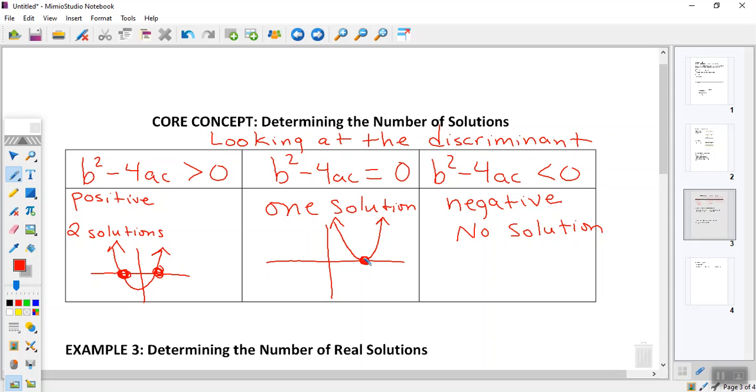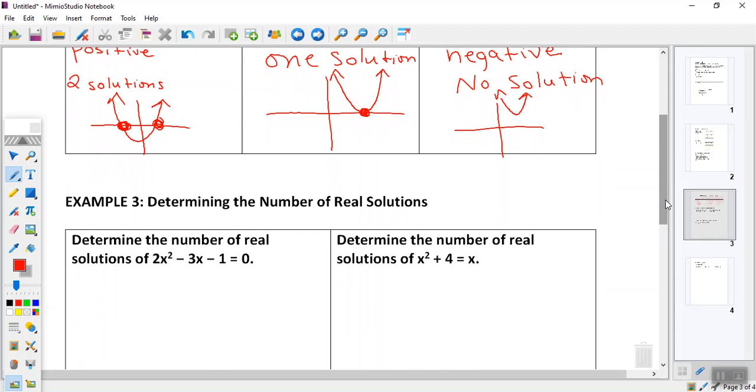Good. Guys, no solution. Is the parabola ever going to cross the x-axis? No. That's kind of what's going on there. Okay? So that's a good visual for what the discriminant is really telling us. So the discriminant says, well, how many solutions are there? And you're like, well, I don't know, but if the discriminant's positive, there has to be 2. Or if the discriminant's 0, there has to be 1. Or if the discriminant is negative, then there is no solution.